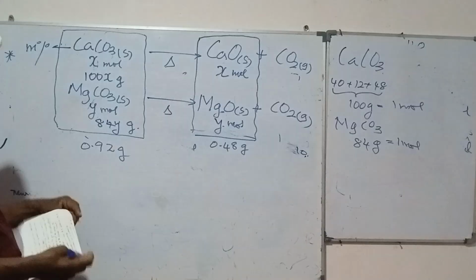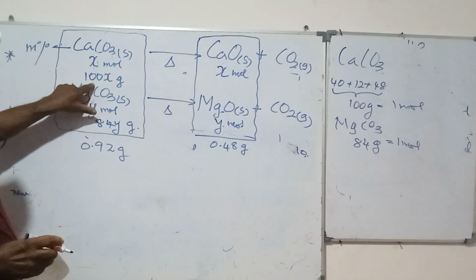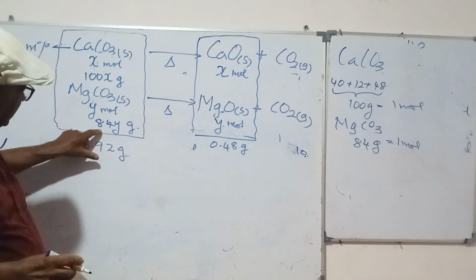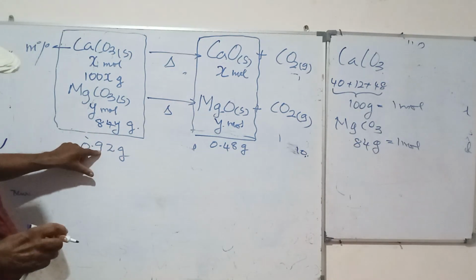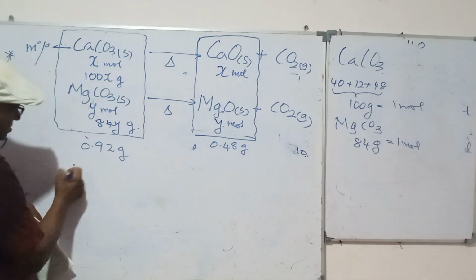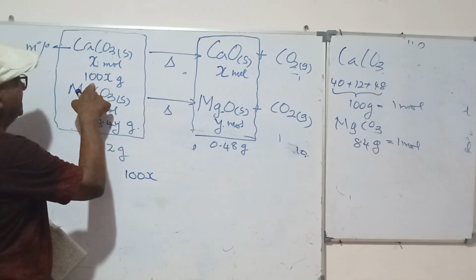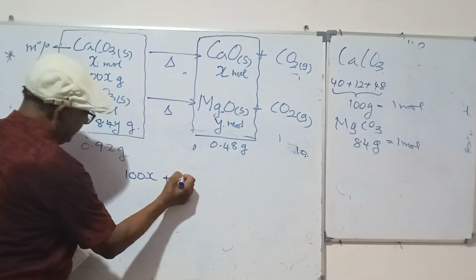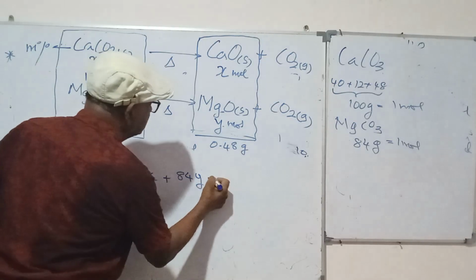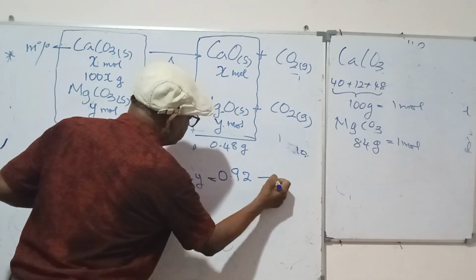So it is clear that calcium carbonate X moles has 100X grams, magnesium carbonate Y moles has 84Y grams. The total mass is 0.92. Then what is the relation? So 100X, mass of calcium carbonate, plus 84Y, mass of magnesium carbonate, equals the total mass 0.92. This is the first equation.